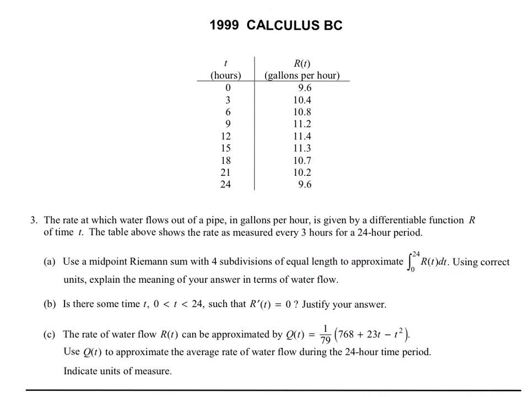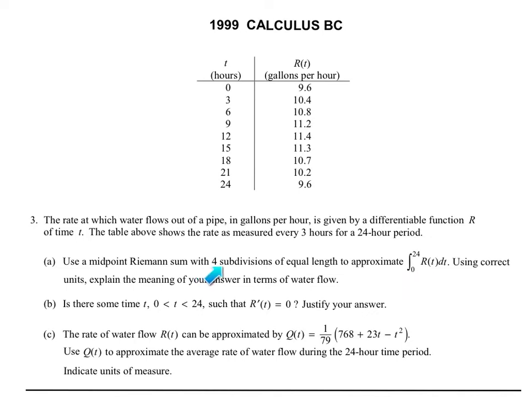Let's use as an example this calculus problem from the AP exam in 1999. As you'll notice, it's a problem about water flowing through a pipe, and you're given data. Every 3 hours over the course of the day, you're given the water flow in gallons per hour. In part A, you're asked to use a midpoint Riemann sum with 4 subdivisions of equal length to approximate this integral. You'll recall that integral is simply the area under this data, or if the data were part of a smooth curve, the area under the curve.